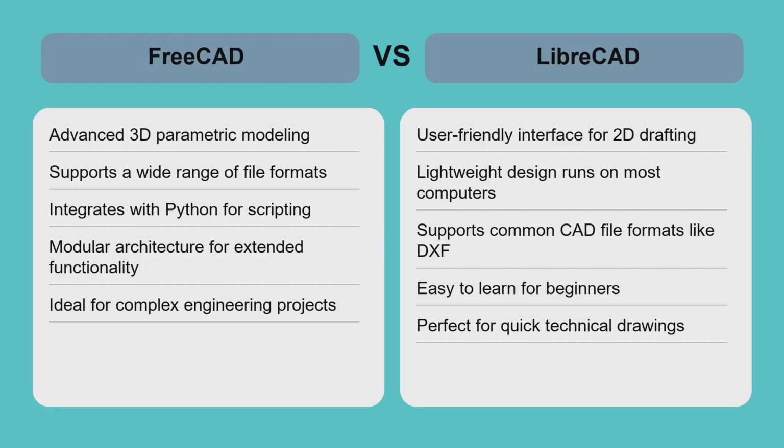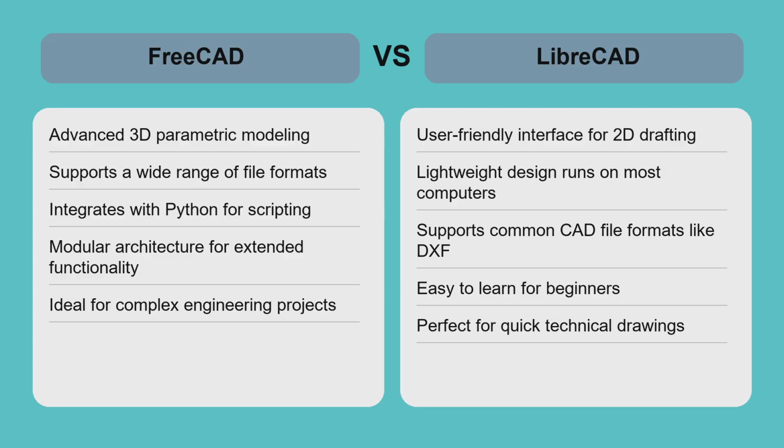FreeCAD and LibreCAD serve distinct design needs. FreeCAD excels in 3D parametric modeling, allowing detailed product designs and engineering simulations, but requires more time to learn and stronger hardware. LibreCAD shines in 2D drafting with a simple interface and lightweight performance, ideal for quick technical drawings and blueprints. For example, if you need to design a mechanical part with adjustable dimensions, FreeCAD's parametric tools are essential. In contrast, if you're drafting architectural floor plans or electrical schematics, LibreCAD offers a faster, more streamlined experience.